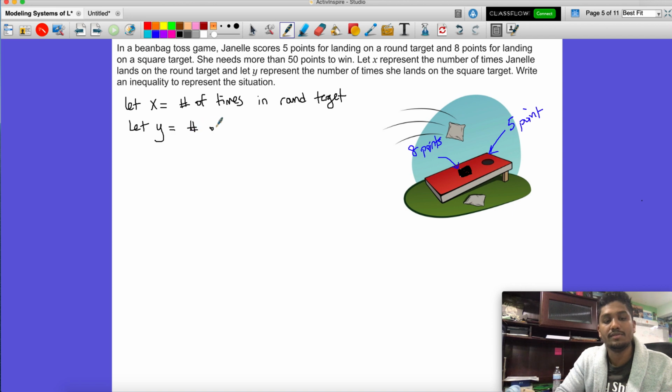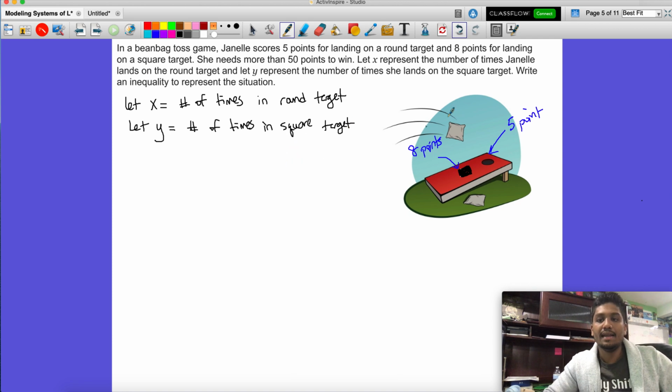Similarly, let Y represent the number of times in the square target. So we have two variables because we have two different targets, one's round and one's square, and it says write an inequality to represent the situation.